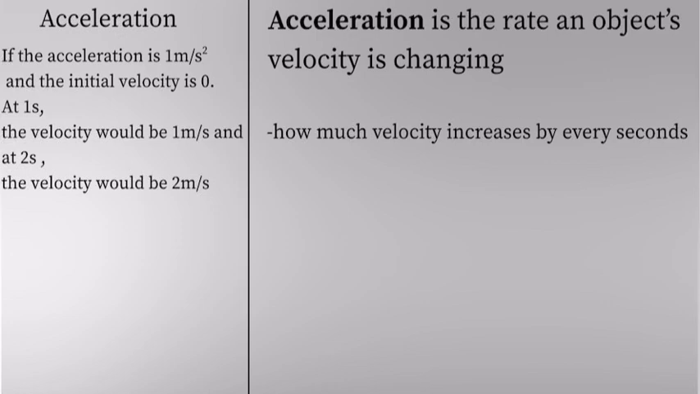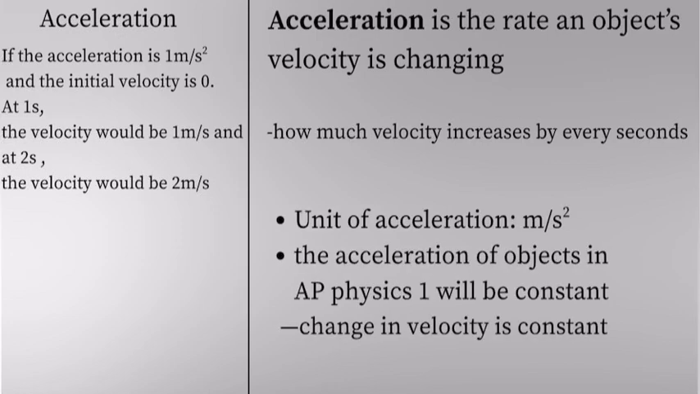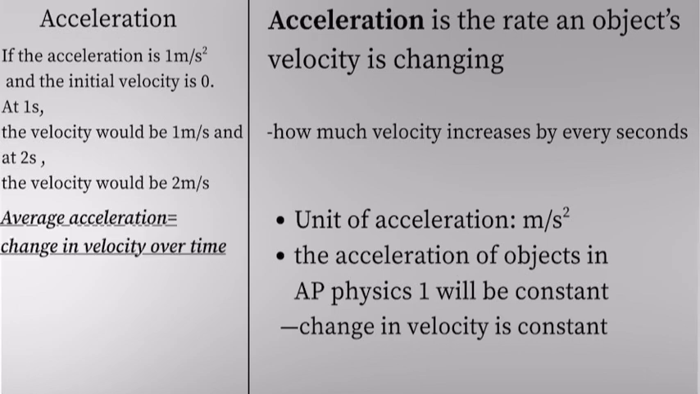In this class, we will have constant acceleration, meaning we will not deal with acceleration that's changing, and the changing velocity will also be constant. The acceleration is calculated by dividing the change in velocity over time. That's why it has a unit of meters per second per second, which is just meters per second squared.